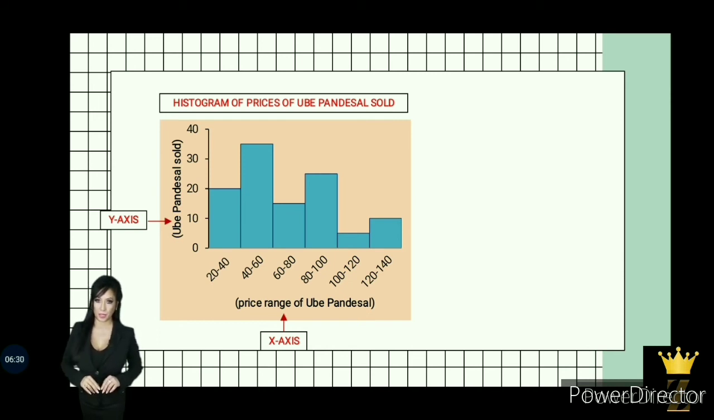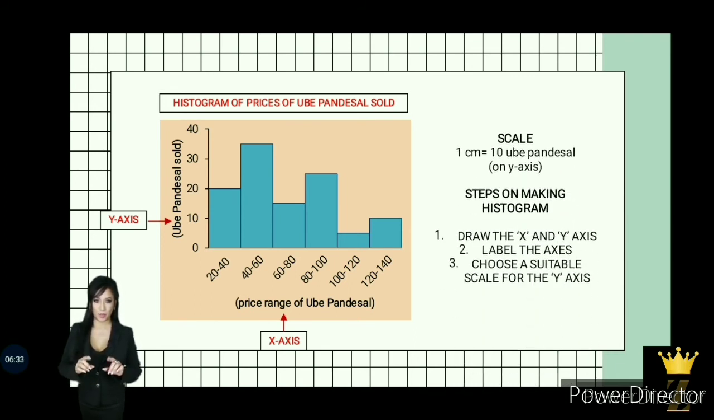The first thing that we do is draw the x and y axes. We draw the axes and make equal intervals in each of them. Then, second, we label the axes. We have the ube pandesals sold on the y-axis and the price range of ube pandesal on the x-axis.